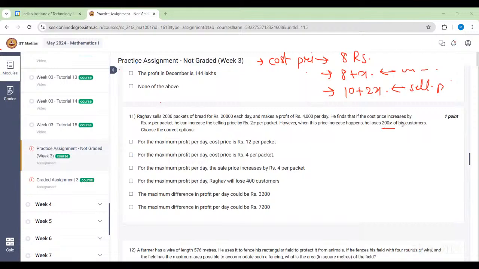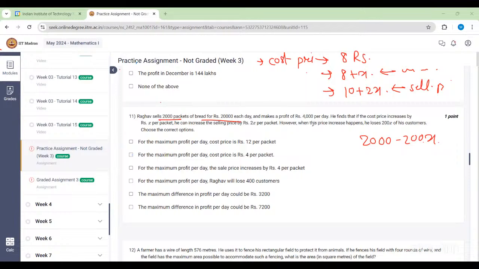So what does this mean now? 2000 minus 200x. So 2000 packets he sells, so that means 2000 minus 200x. Ma'am, we have to find X first. So now choose the correct option. So for the maximum profit per day, cost price is 12 per packet.